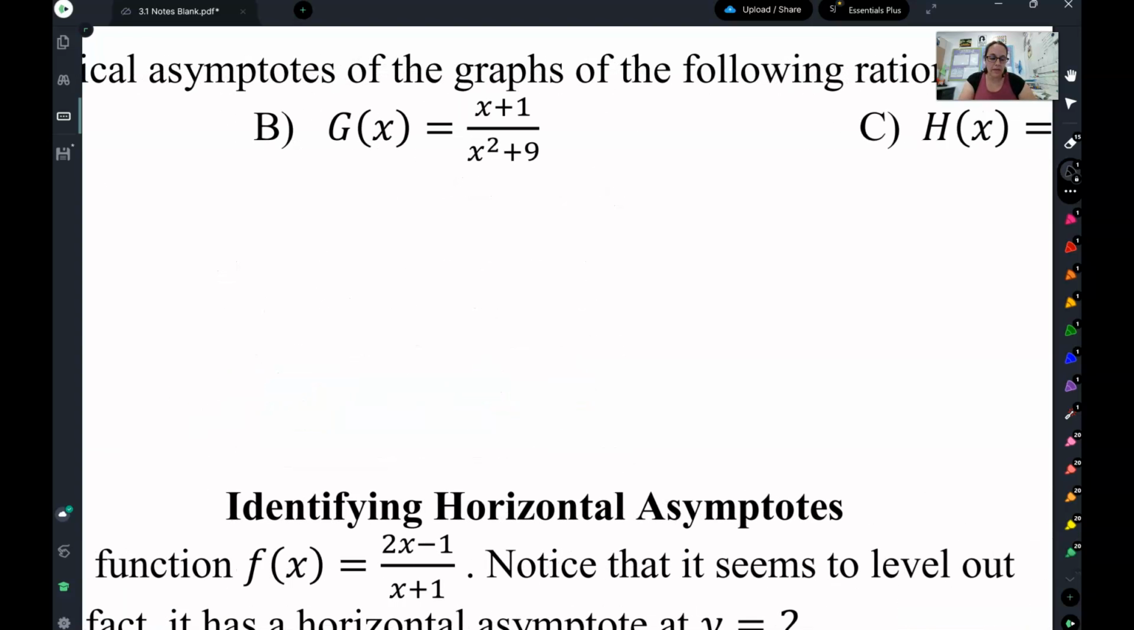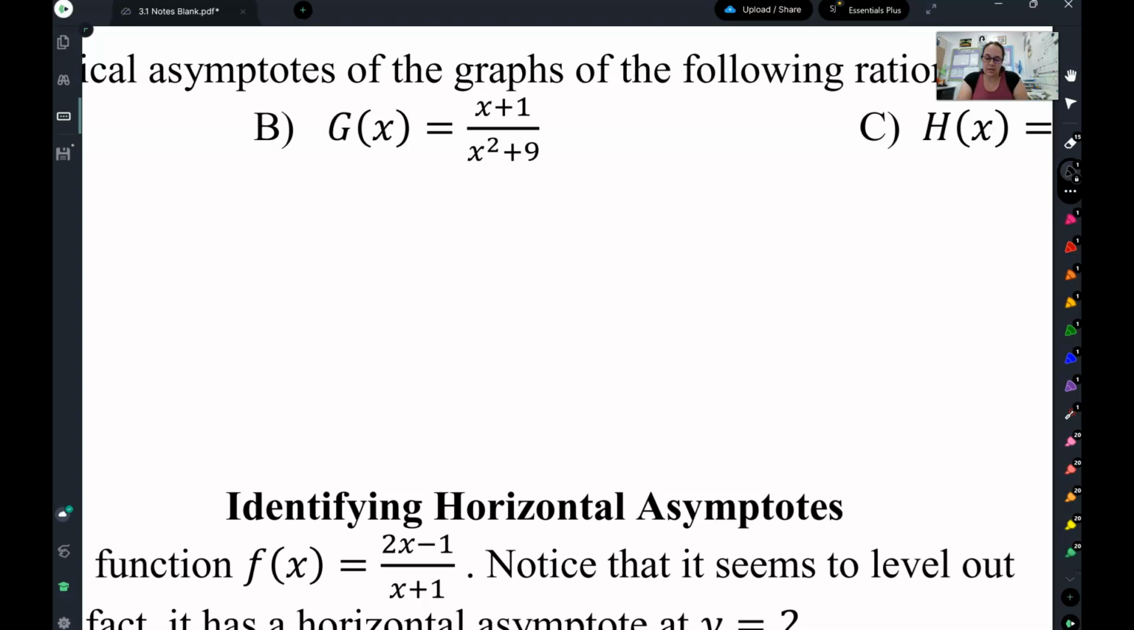Moving on to B, step 1 is always to reduce if we can. So I look at this and I'm going to factor everything and see if anything cancels out. I already remember from before I cannot factor x squared plus 9, which means nothing on top and bottom matches. I can't cancel anything out.